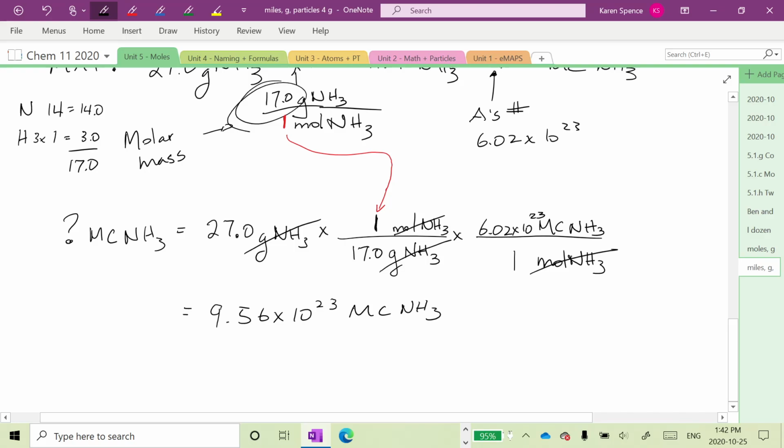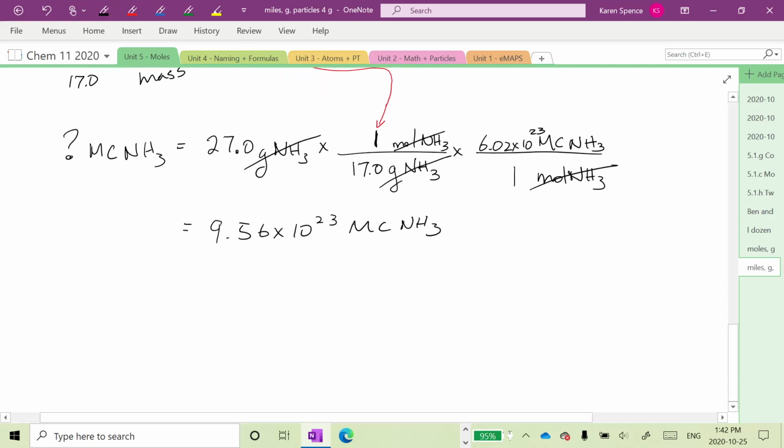And that's it. Okay, we're going to take a little break at this point, and you can go ahead and do, let's see, it is worksheet 5.2E. Okay, that's called grams, moles, particles.